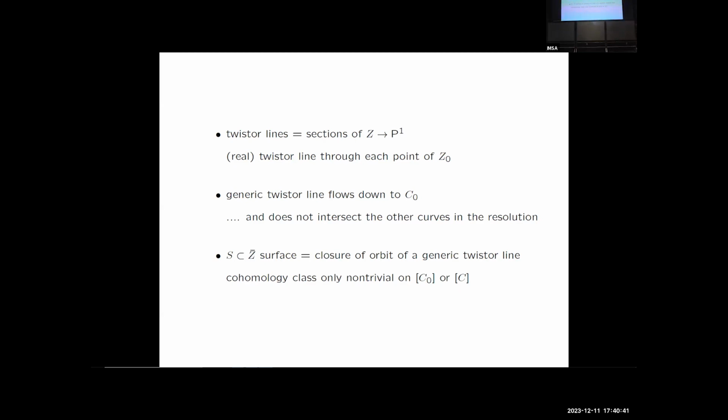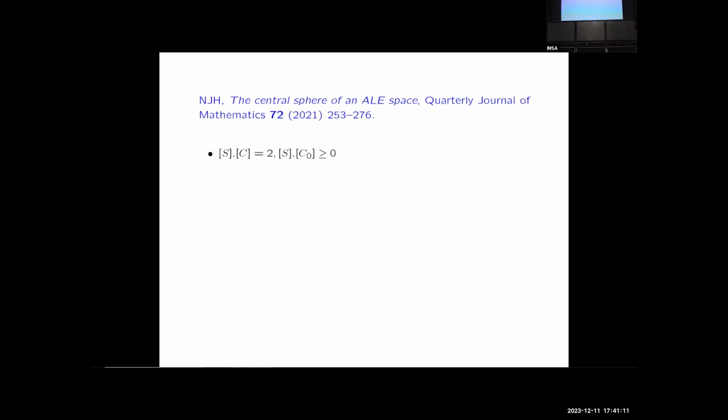So what that means is that if we take a generic such twistor line and do the projection, then the closure of the orbit, the only things that it can intersect are C0, which we know intersects in 2 points, or C, which is the one at infinity, and this C0. So it flows down and hits 0. And so we have this. This method, in fact, appears in this earlier paper of mine, but I won't mention much about that.